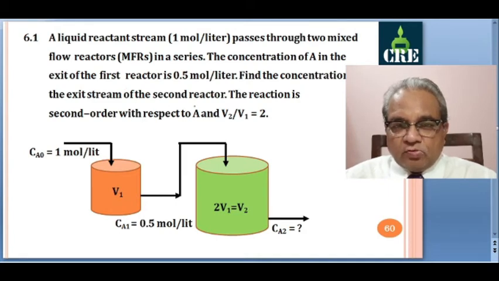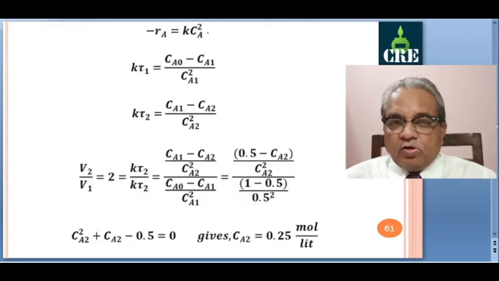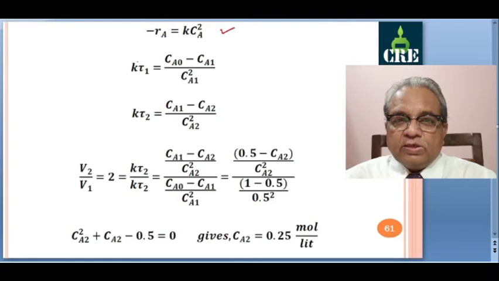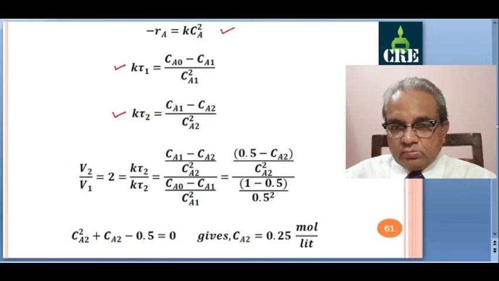The reaction is second order with respect to A. Rate law is given, and V2 by V1 will be equal to 2. So this reactor is 2 times that of the first reactor. So we have to find out the value. Second order rate law, minus r is equal to K Ca square. K tau 1 I can write as (Ca0 minus Ca1) by Ca1 square for the first reactor. For the second reactor, K will remain the same. Tau 2 will be different now because volume is doubled: (Ca1 minus Ca2) by Ca2 square.